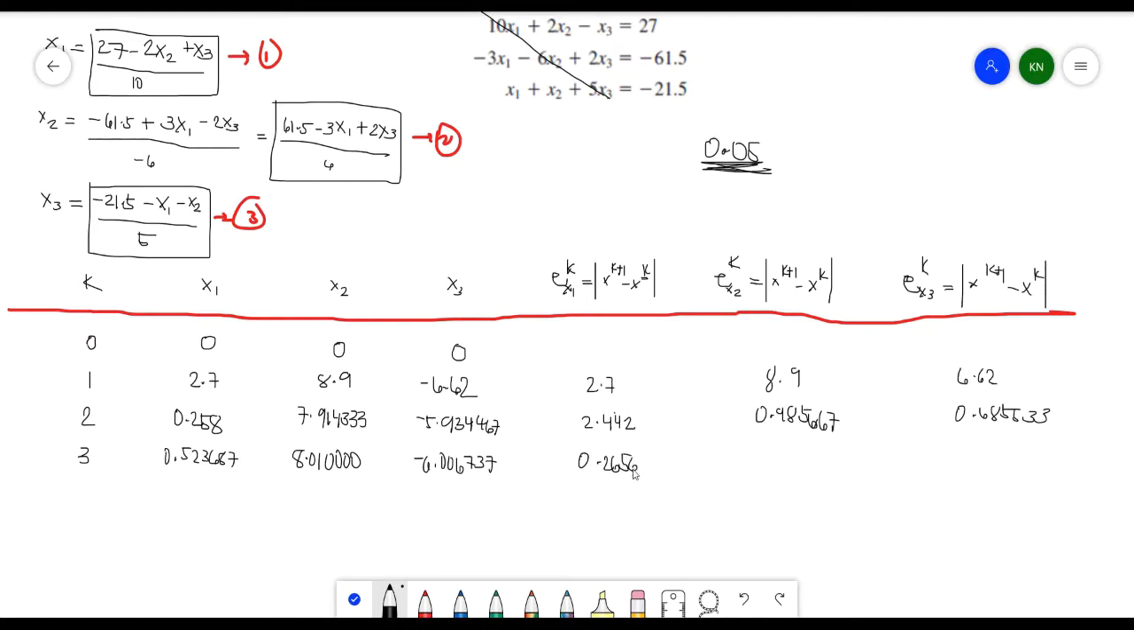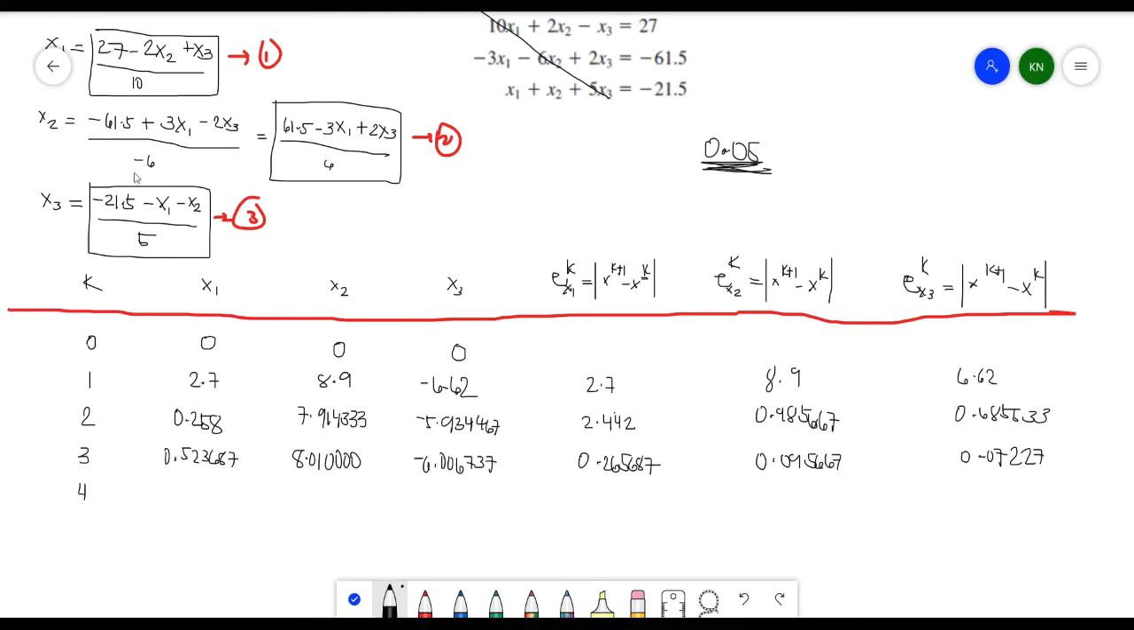0.265687. And for the other one, we have 0.095667. Then for the x of 3, we have 0.07227. So as you can see, it is almost there. We are almost below 0.05, as you can see here. Then we can have another iteration again.